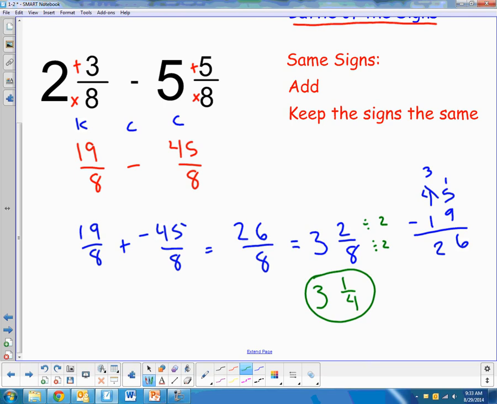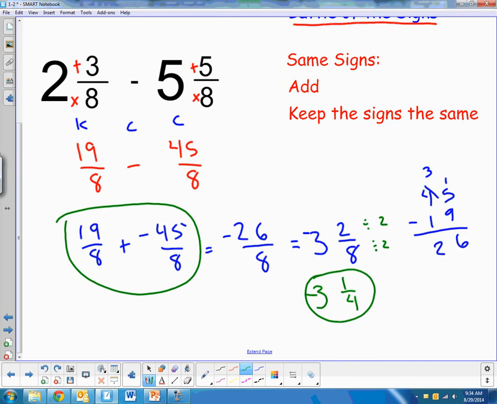And now I have to look and decide, is that going to be a positive or a negative? So if I go back a little ways here to this step right here, I've got a positive 19/8, and I've got a negative 45/8. Okay, well, 45 is bigger than 19. So if I play my battle of the signs, 45 wins, it's going to be negative. So all the way through here, we have a negative 26 eighths, a negative 3 and 2 eighths, and then my final answer, a negative 3 and 1 fourth.